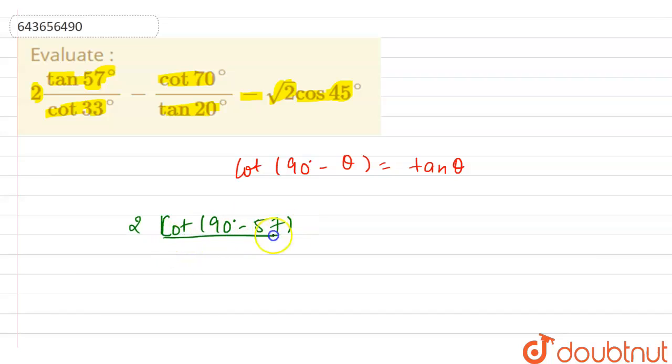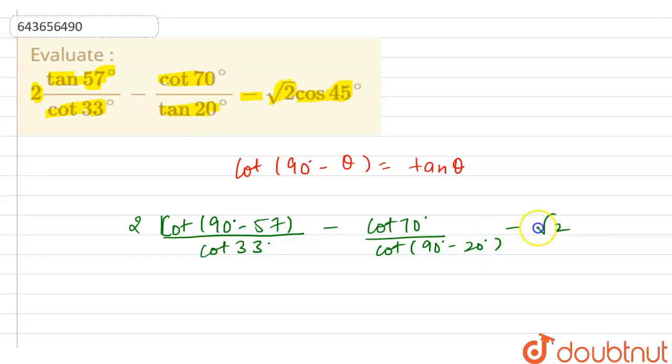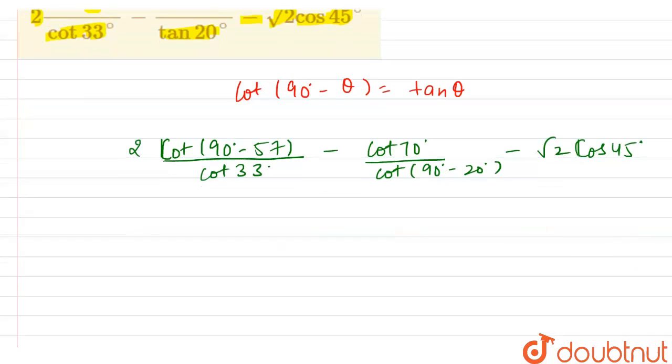And this whole divided by cot 33 degree minus, in place of this, cot 70 degree as it is. So cot 70 degree divided by, in place of this tan 20 degree, we can write cot of 90 degree minus 20 degree, minus root 2 times cos 45 degree.